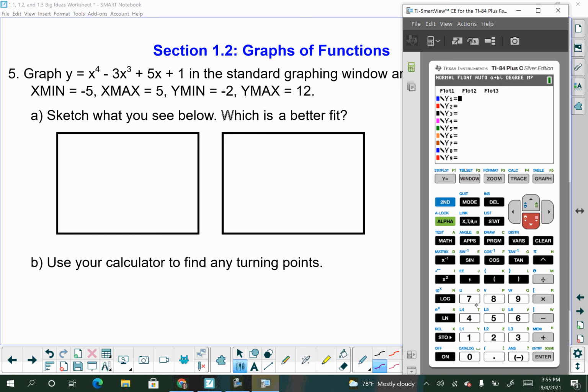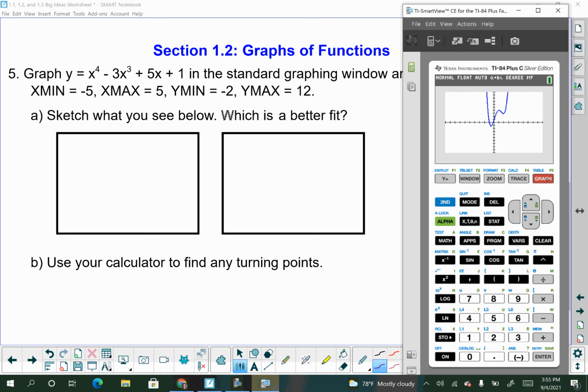All right, let's put that equation in. X to the fourth, and remember last time we met we talked about this little arrow above the division key will help us with our exponents. Arrow to the right to get out of that. Minus 3. Notice every time I'm pushing an X, I'm using the button next to alpha. That's our variable button. That's where there's a bunch of different letters on it. To the third power, plus 5x, plus 1.